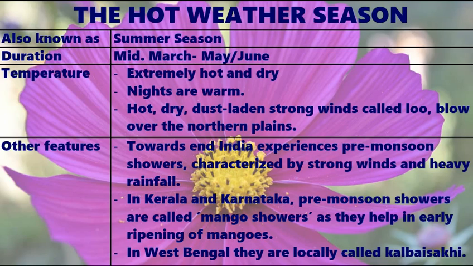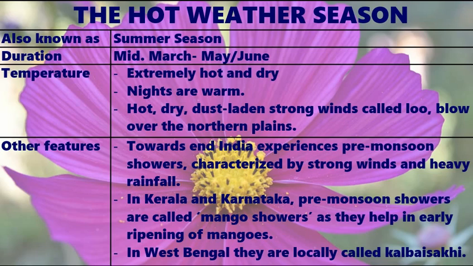The hot weather season is also known as the summer season. This season starts from the middle of March and continues till the end of May. In some parts, it continues till the end of June. During these months, almost every part of India experiences extreme climatic conditions, basically hot and dry weather.